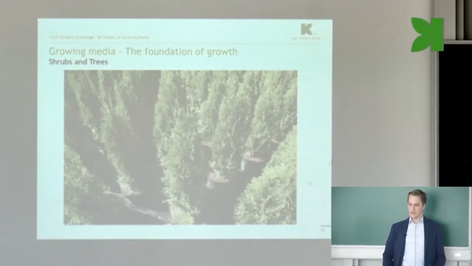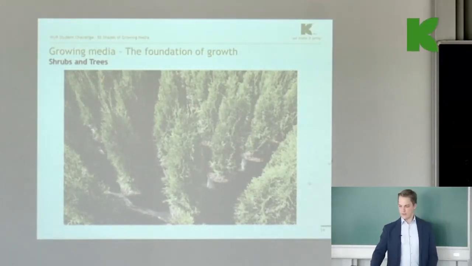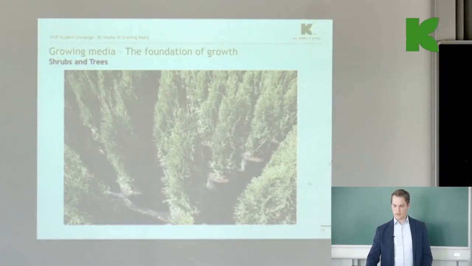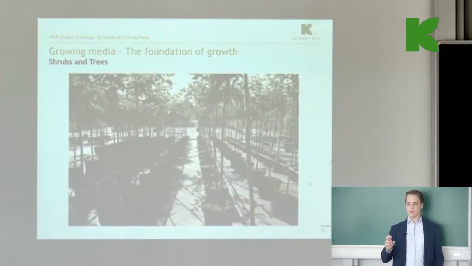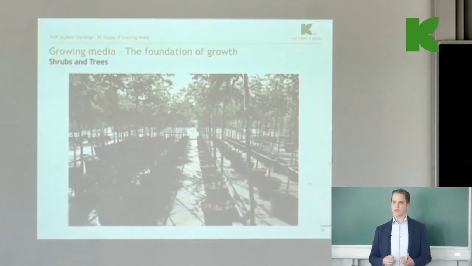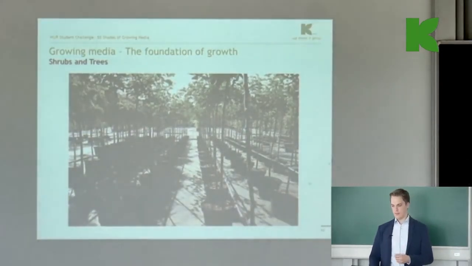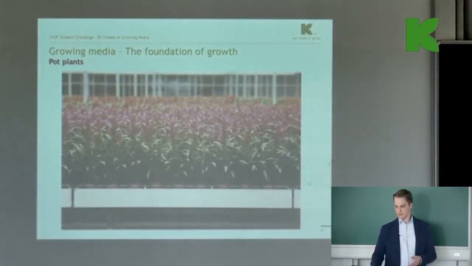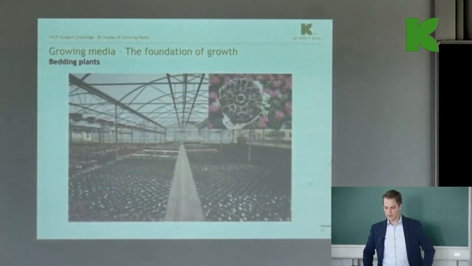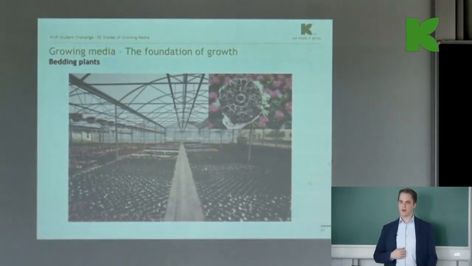Shrubs and trees, also a very big segment, also growing in substrate. And here we need a very structured, stable substrate, because you can imagine these kinds of trees are standing in the substrate for a long time. Pot plants are everywhere. Same for bedding plants. Yeah? Especially in the Netherlands. I hope you are aware of the fact that it's a huge market for bedding plants and pot plants.